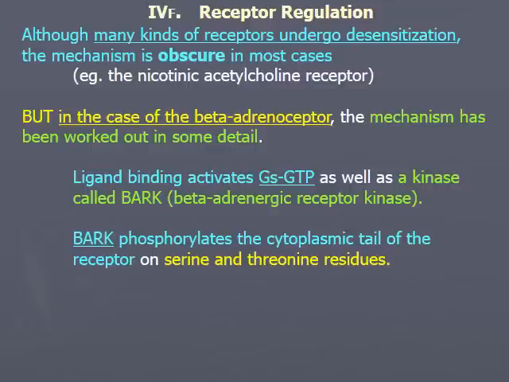Although many kinds of receptors undergo desensitization, usually the mechanism is obscure, like in the case of the nicotinic acetylcholine receptor. But in the case of the beta-adrenergic receptor, the mechanism of desensitization is quite clear. And so what you're going to see in the next slide, I'm going to explain, these words that are here in the next slide as to what's happening.